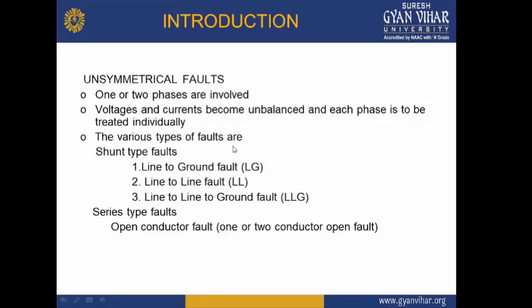Whereas the other category of unsymmetrical fault is the series type of faults. A very good example is the open conductor fault. That means one or two conductors break and there is a discontinuity of power. Okay, that is an open conductor fault. Sometimes you have seen that distribution lines get damaged due to the falling of trees and the complete conductor falls down on the ground. That is, the conductor has broken from between. That is one type of open conductor fault.